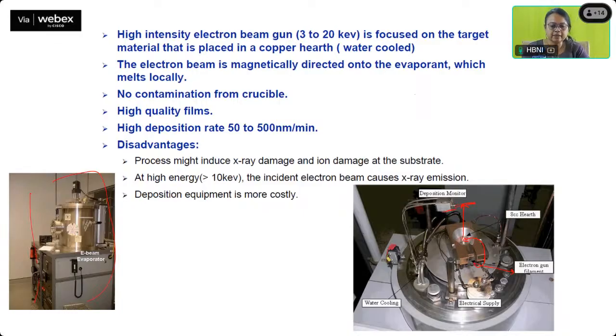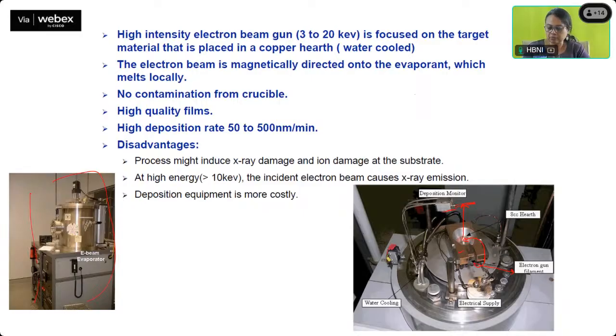So in a high intensity electron beam gun, the energy of the electron beam is around 3 to 20 keV. It is focused on the target material that is placed in a copper hearth. Why is it copper? Because it has good thermal conductivity, so it can be water cooled. Otherwise it would get very hot and would also start melting. We don't want that. The electron beam is magnetically directed into the evaporant, which melts locally.